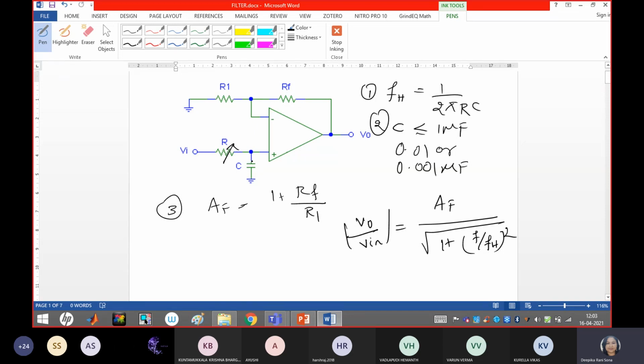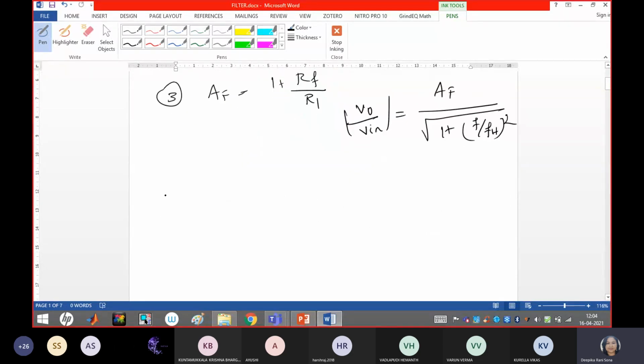Now I want to design a first order high pass filter. What are the changes I have to make? I have to just interchange the positions of this R and C. That will become my first order high pass filter. So let's see the circuit design and the steps involved in it.